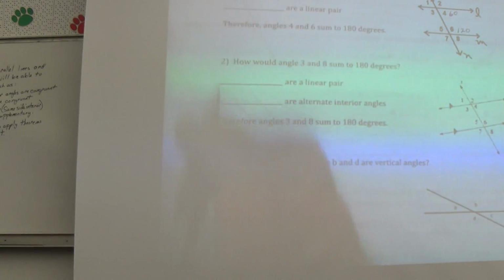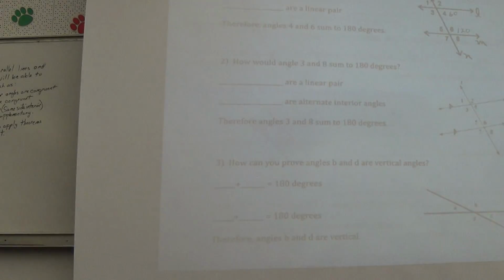So angle 4 and angle 8 are corresponding angles. What do we know about corresponding angles? If we have parallel lines, they're going to be congruent, right? Yes. So if angle 4 is 60, what would 8 be? 60. So let's just write 60 down there.